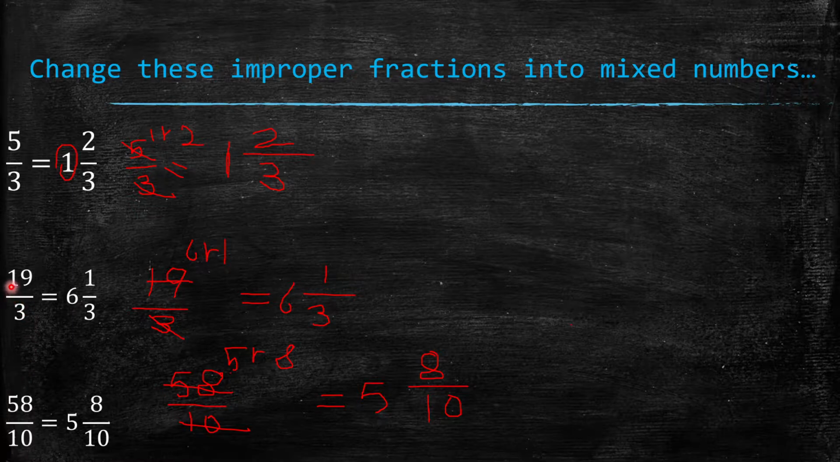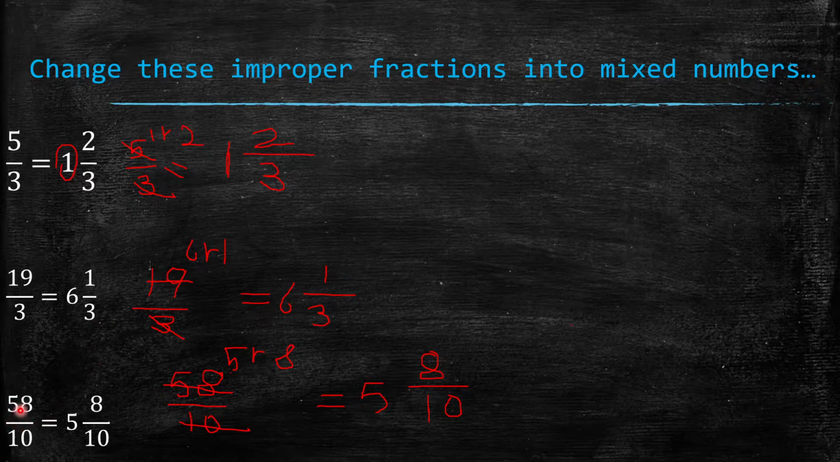So 19/3 equals 6 and 1/3. So what we do is 19 divided by 3 is 6. So you put 6 here, and then the remainder is 1. So you put 6 here and put the 1 at the top. So it's 6 and 1/3. Because 3 is how many are out of there, 1 is the remaining amount, and 6 is the whole. How many wholes are there?